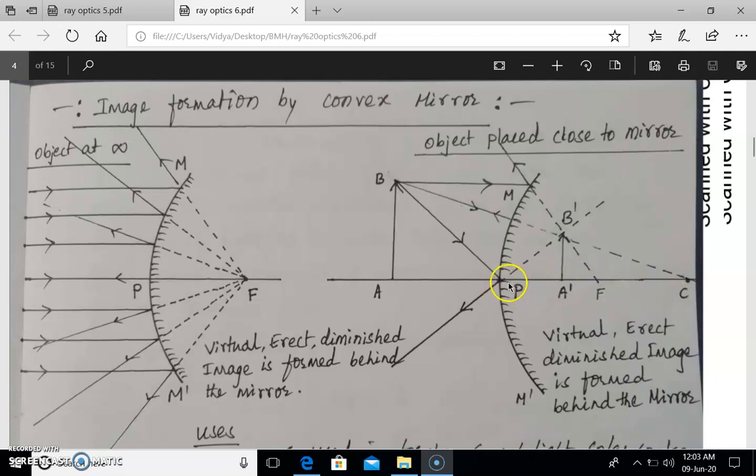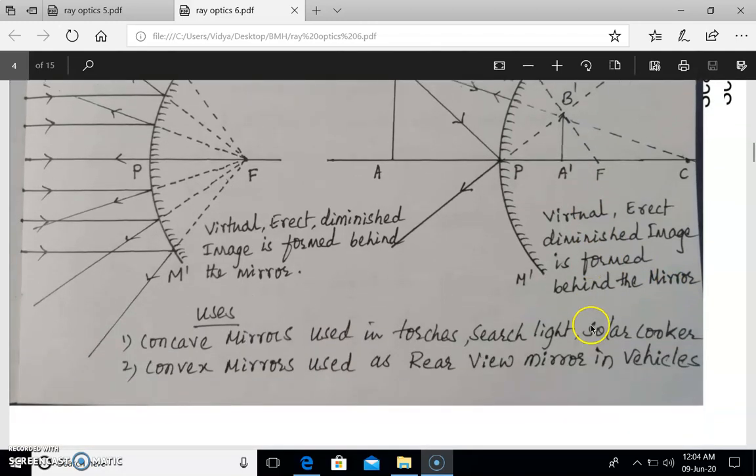As we know, in the first case, when the object is at infinity, the image is formed at F. When the object is just in front of the convex mirror, the image is formed between P and F. Here A dash B dash is the image formed. The nature of the image is virtual, erect, diminished, formed behind the mirror.